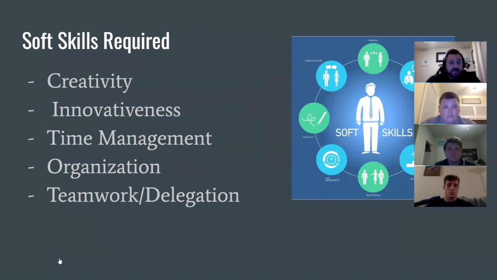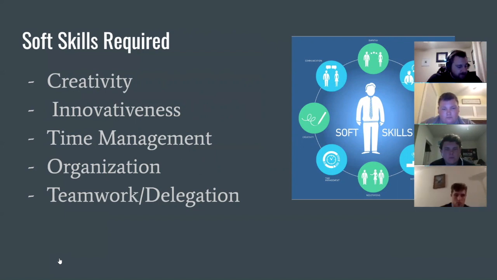The next is some soft skills required: creativity, innovativeness, time management, organization, and teamwork and delegation. Creativity: as an artist, this is a challenge to keep the product moving. So for Mr. Giberson, he's going to have to find a way to use his materials to their maximum effectiveness and be creative not only in his work, but in his sales and marketing.